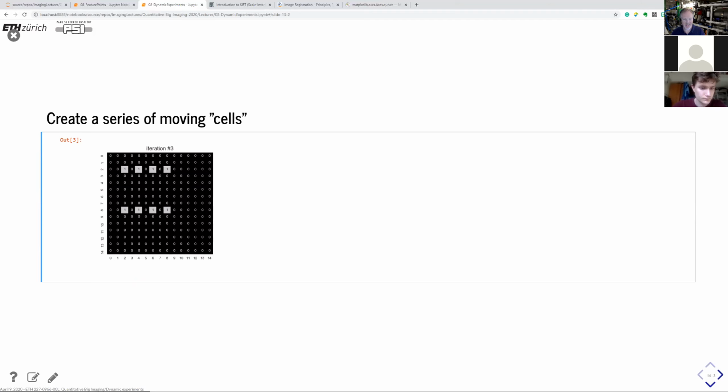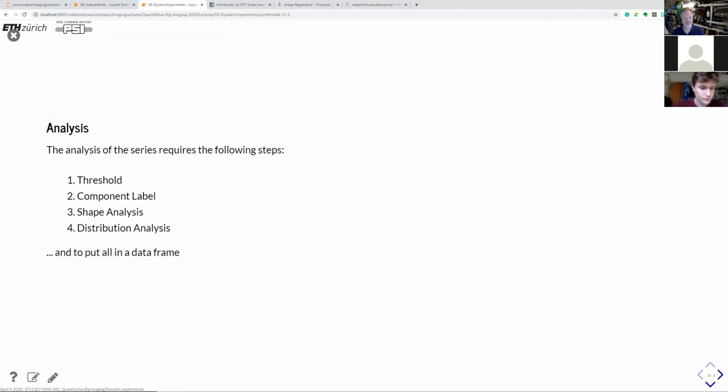So let's look at what they're doing. The first thing we need to do is, of course, thresholding. We need to do component labeling, so we know which cell is which. We could do shape analysis and distribution analysis, but in this case, it's not really needed. But we get all this information and put it in a data frame. And actually, I don't think I mentioned the topic of data frames, but I've been using them pretty much.